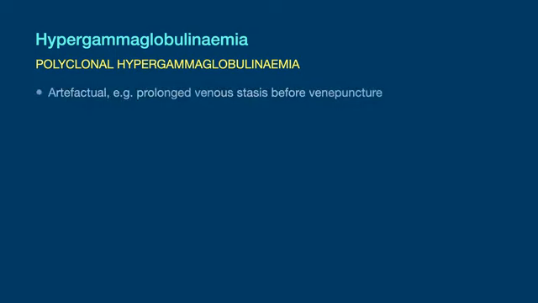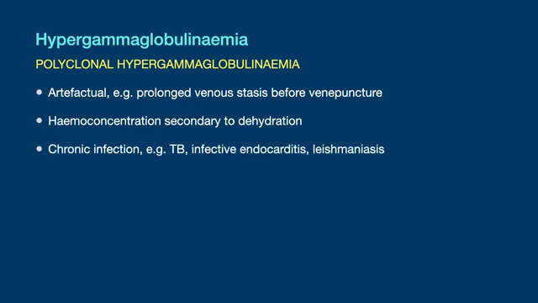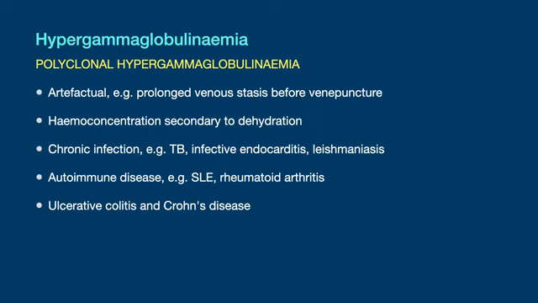Hypergammaglobulinemia. The causes can be divided into polyclonal and monoclonal causes. The polyclonal hypergammaglobulinemia causes can be artifactual, hemoconcentration secondary to dehydration, chronic infections such as TB, infective endocarditis or leishmaniasis, autoimmune disease such as SLE or rheumatoid arthritis, ulcerative colitis and Crohn's disease, sarcoidosis, and hepatic disease.